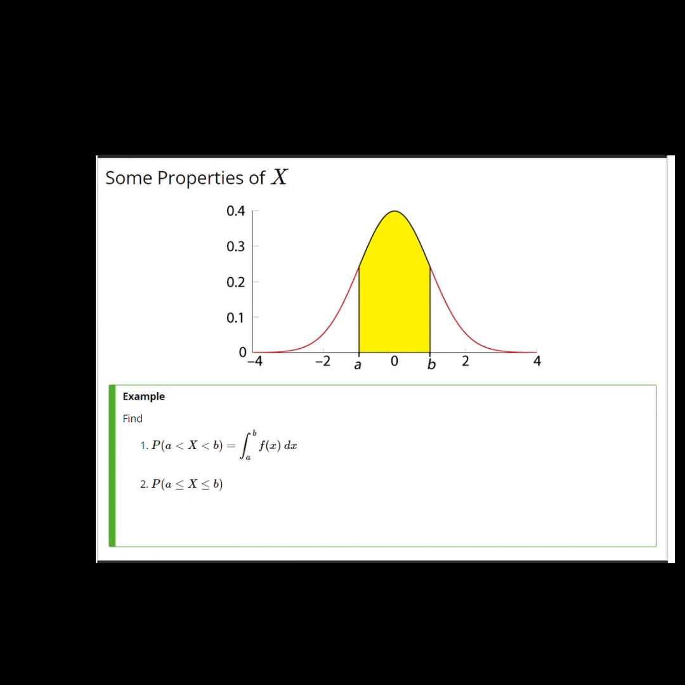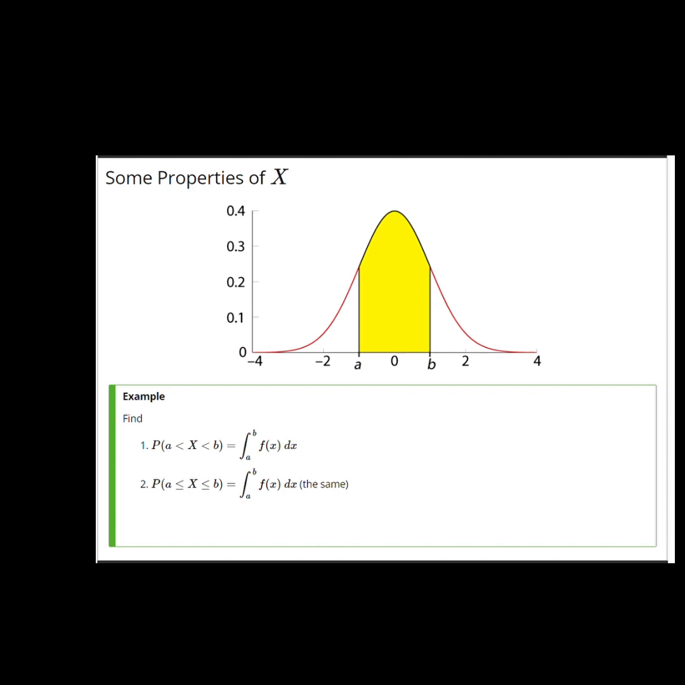What if we were to include the endpoints a and b? What's the probability x is greater than or equal to a and less than or equal to b? The difference between questions 1 and 2 is that in question 2 we've included the region immediately above the point a and immediately above the point b, that region being of area 0. It makes no difference, therefore, to the probability or to the integral. The probability x is greater than or equal to a and less than or equal to b continues to be the integral from a to b of f of x dx, identical to the answer to part 1 of this question.